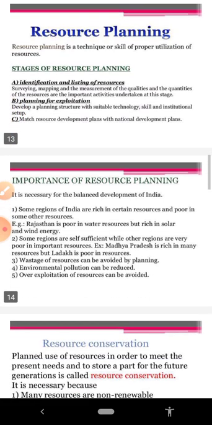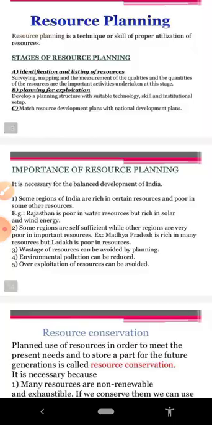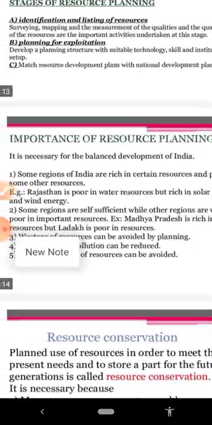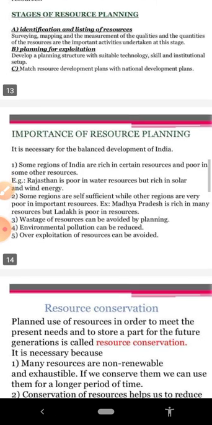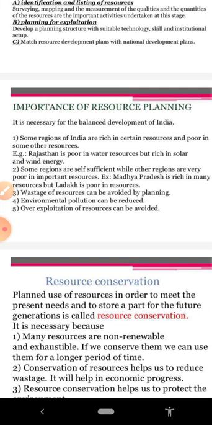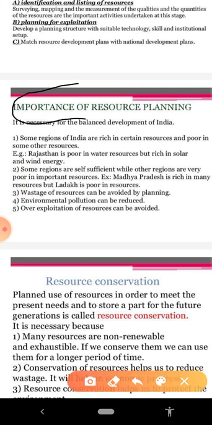After that, we will discuss the importance of resource planning, or you can say the need of resource planning. First, a very important point is that resource planning is necessary for the balanced development of any country, or we can say our country India.